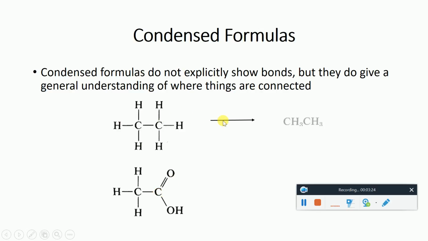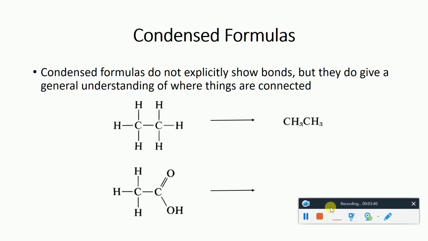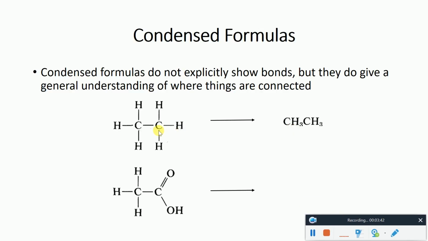So the condensed formula then of this guy is CH3, CH3. Notice that this is not the molecular formula, it's the condensed formula. The condensed formula is going to show you more or less how things are put together in the molecule. But remember that a molecular formula would be like this, C2H6. C2H6, but that would be the molecular formula. The condensed formula shows how things are connected.